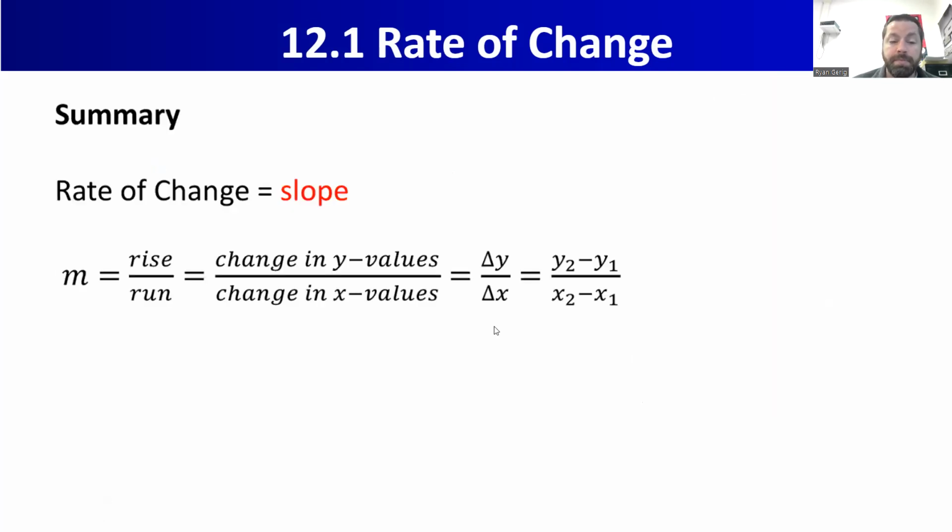Okay, so in summary, we found rate of change, which is the same as slope, using a formula which calculated rise over run, and it was the change in y values over the change in x values. And if you see this little triangle, that means delta y, which means the change in y. How do you find the change in something? You subtract. That's why y2 minus y1 is on top, and x2 minus x1 is on the bottom. And that concludes lesson 1 of week 12.